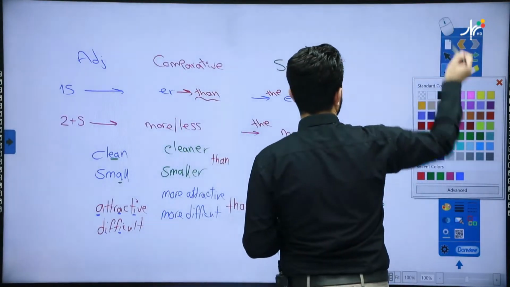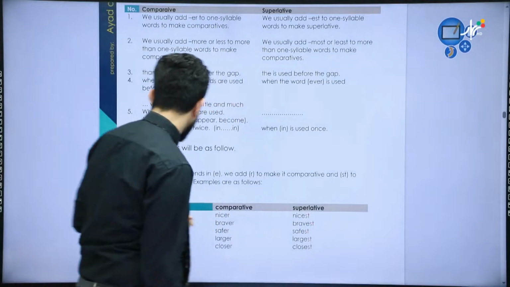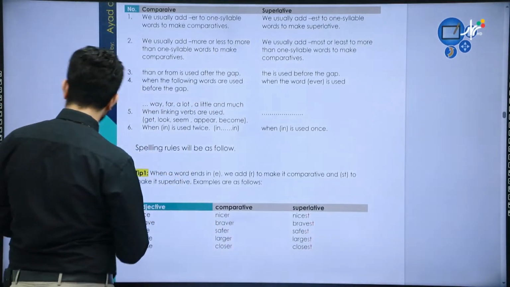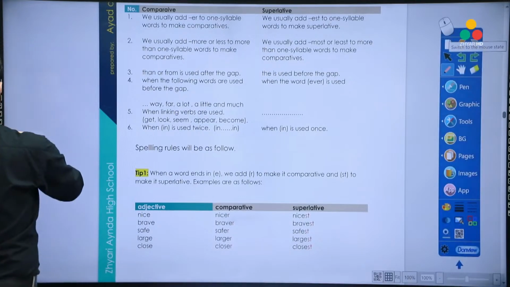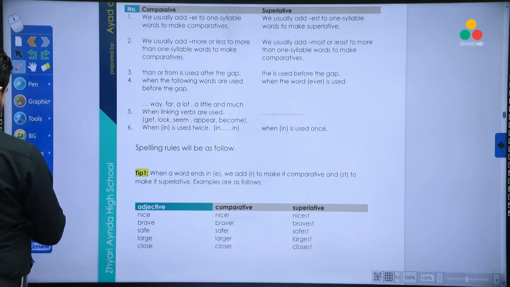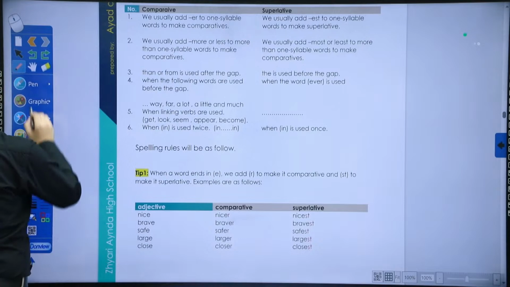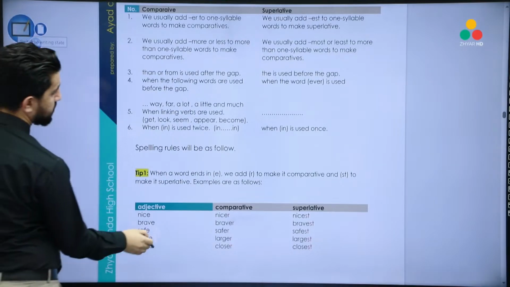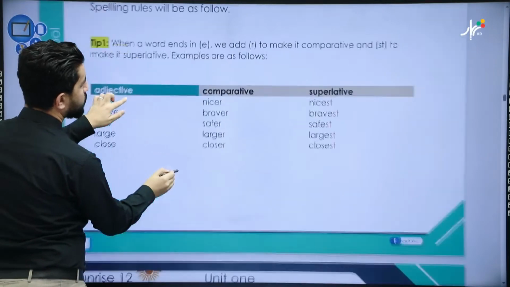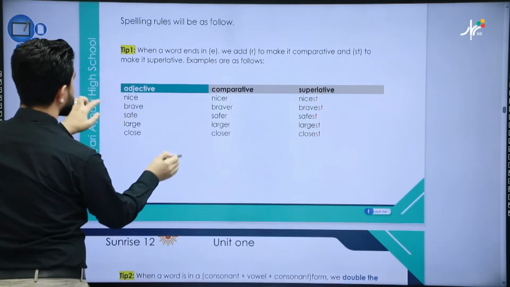Let's get back to the spelling rules, okay? We have some spelling rules here. These are also important when it comes to spelling rules.